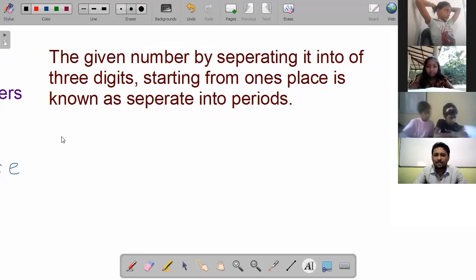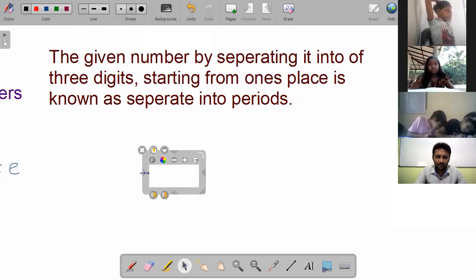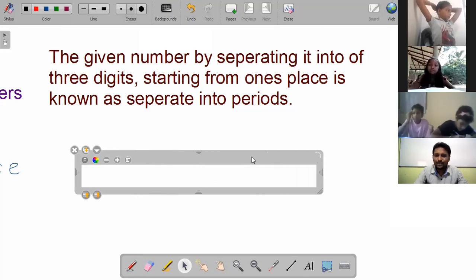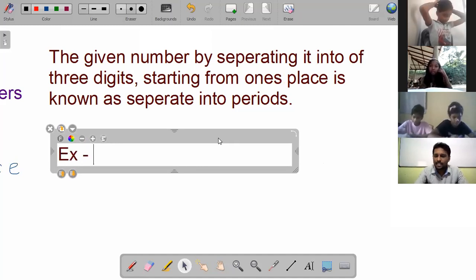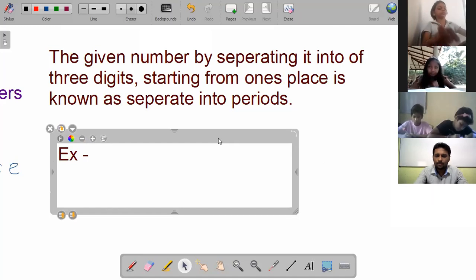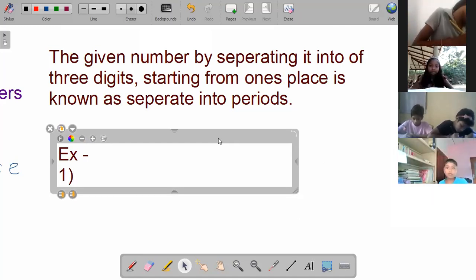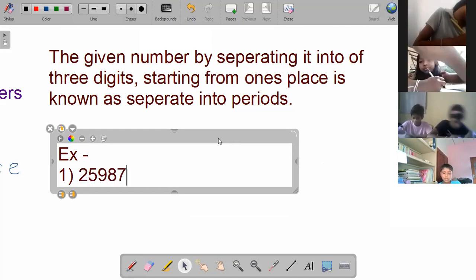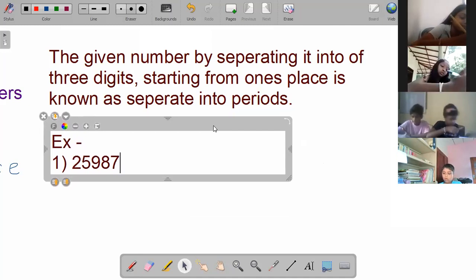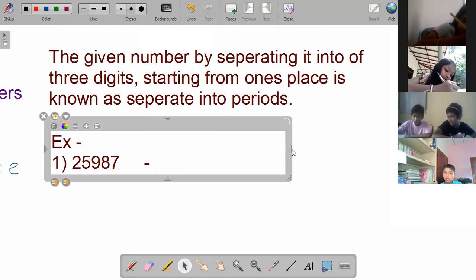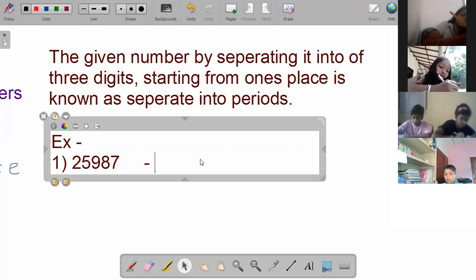Right, then we can write the examples. No, I will give some examples. You can try to separate into periods. First example, write down. Can you try to write the separate into periods method? This one. This one in front, you can write the period separating part. Okay, if you want, you can use the different color. Right, you can note down.